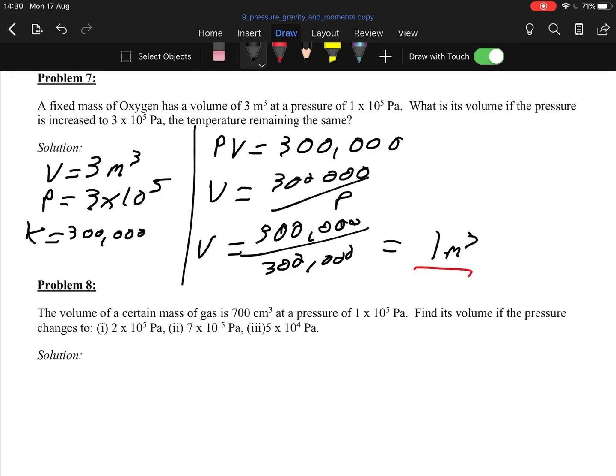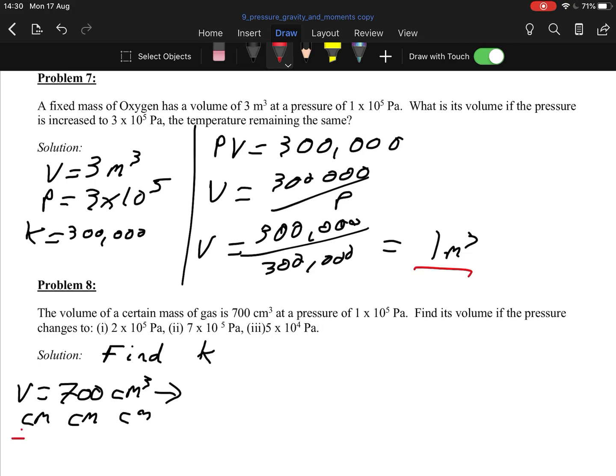So the volume of a certain mass of gas is 700 centimeters cubed at a pressure of 1 by 10 to the 5. Find its volume if the pressure changes, so we change the pressure. So what we do first is we always find K. All right, so first things first, volume. 700 centimeters cubed. What do we say we convert? How many centimeters do we have? We have 3 centimeter, centimeter, centimeter. So what do we do? We divide by 100, divide by 100, divide by 100.